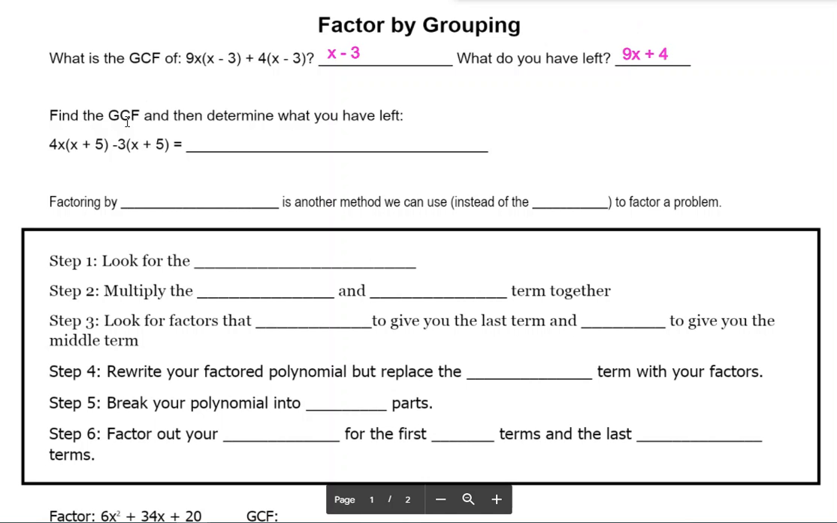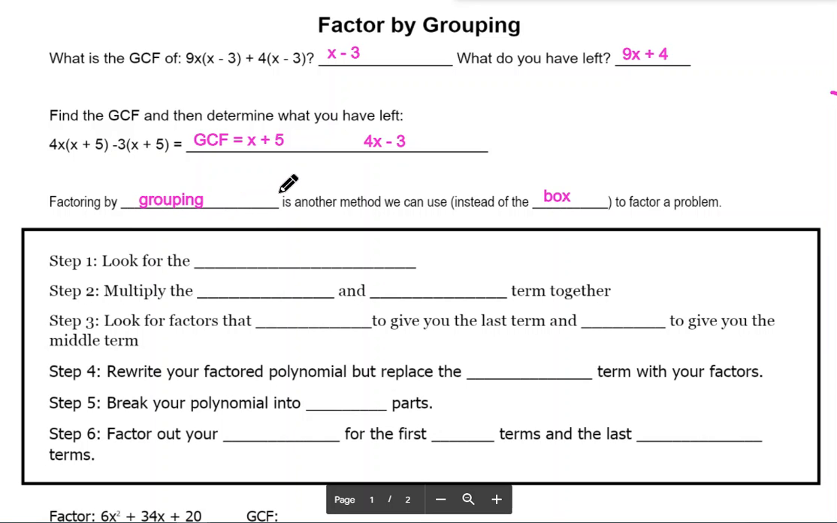So see if you can do this one. What's the greatest common factor between these things, right? So that 4x is getting times by x plus 5, and this negative 3 is being times by x plus 5. So what's the greatest common factor? Well, the greatest common factor is x plus 5. So what's left over? 4x minus 3. That 4x and this minus 3 are left over, right? So those are left over.